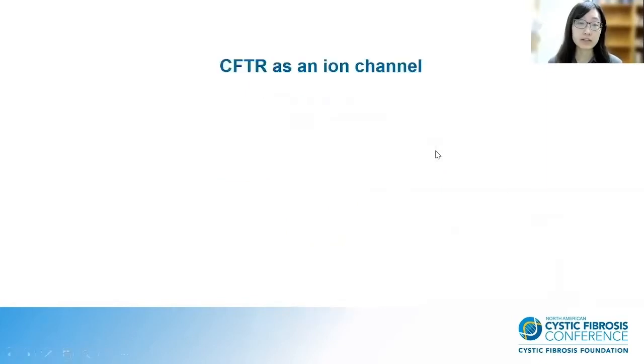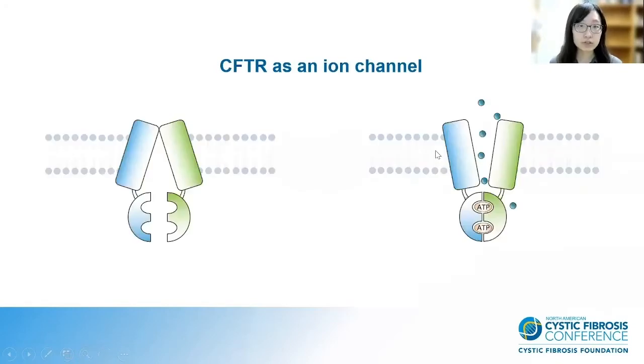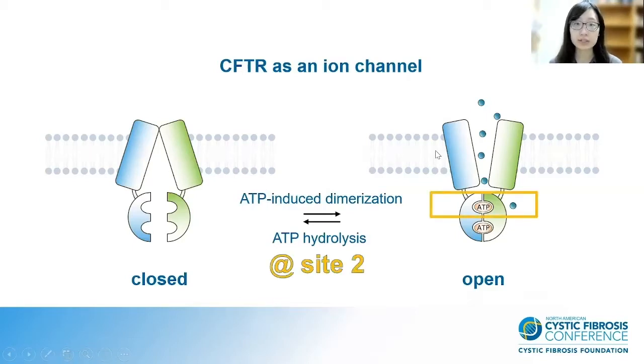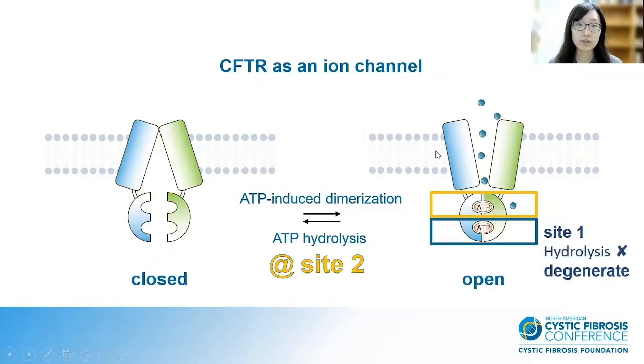And since Cftr is a member of the ABC transporters, the 2 conformations were thought to represent the closed state and the open state. ATP-induced dimerization controls the opening, and hydrolysis controls closing of the channel. Importantly, hydrolysis only takes place in the second nucleotide-binding site. Cftr's site 1 does not hydrolyze ATP, and therefore it's known as the degenerate site.